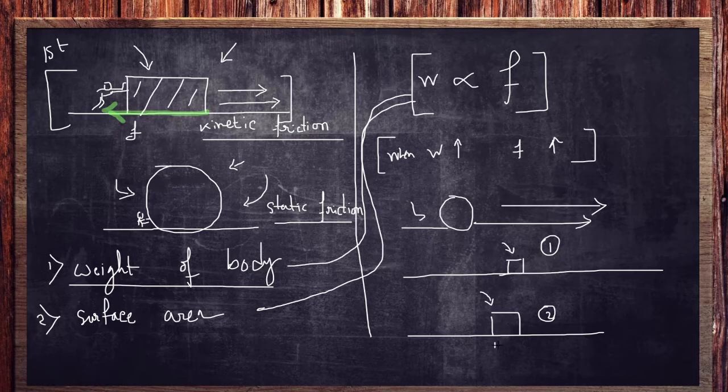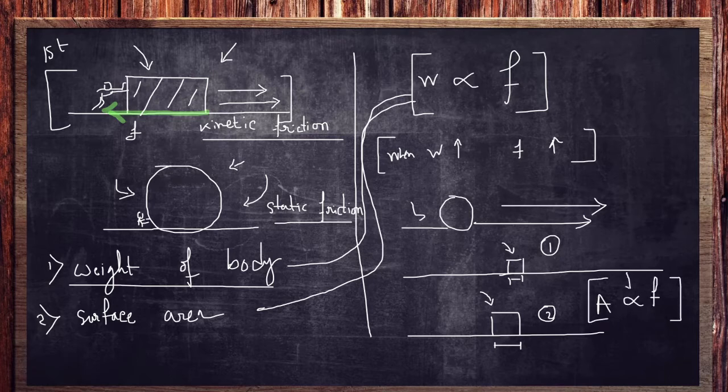As you can see, this is a smaller body, this is quite a larger body. But that is not our issue. Our issue is the surface area. In the first case, the surface area touching the ground is very less, while in the second case, the surface area touching the ground is quite more than the previous. So you can see that while the surface area touching the ground increases, that means if A increases, the friction force will also increase.